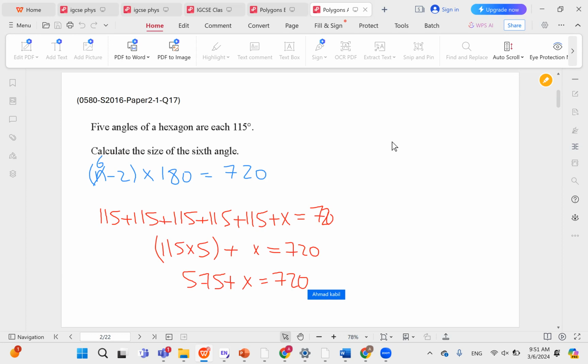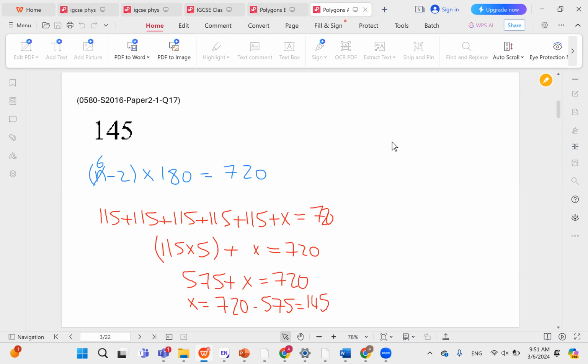Finally, you subtract 575 from 720. So 720 minus 575. X equals 720 minus 575. And using your calculator, you get 145. And that is the size of the sixth angle.